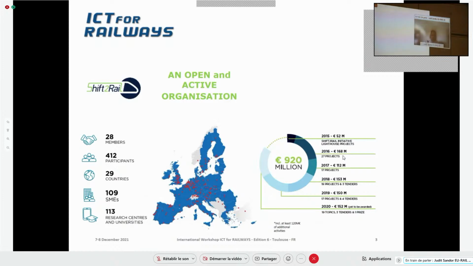I think the Shift2Rail is now known in the sector, so there is no need for introducing it. It's a great instrument for pulling all the European rail research under one umbrella. It started in 2015, and what we have reached by the end of 2021 is that 920 million euro was awarded to different projects and activities within the joint undertaking.